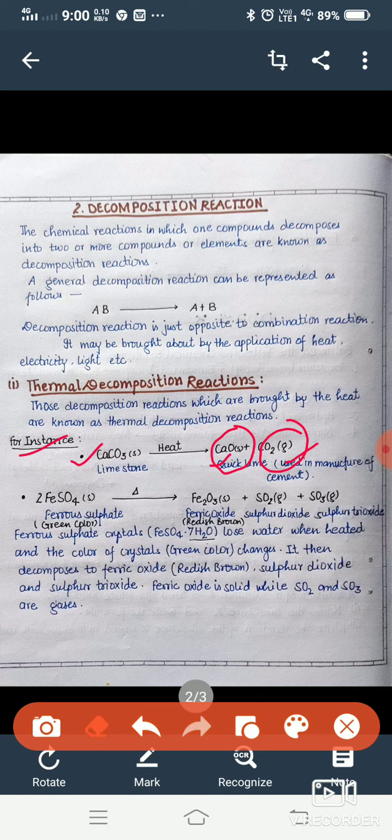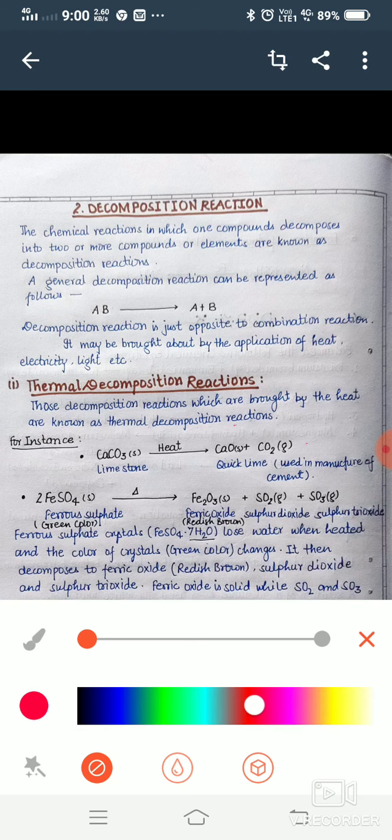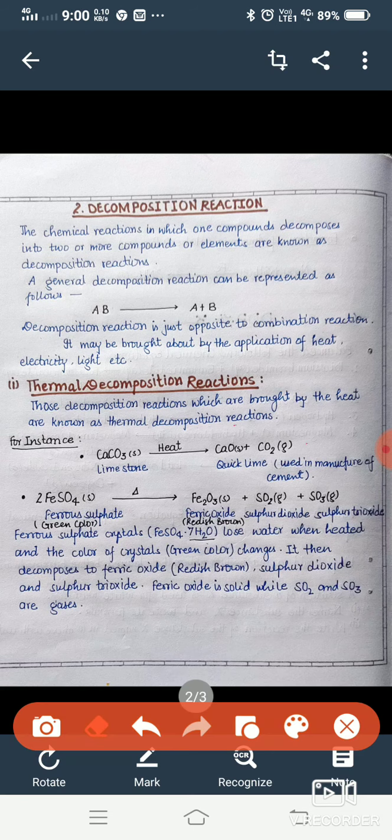Here one reactant, that is calcium carbonate, decomposes into calcium oxide and carbon dioxide. Okay, so this is the decomposition reaction. Got it? Now take the next example.